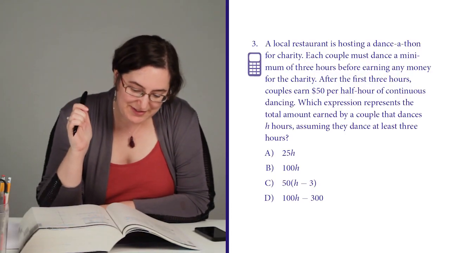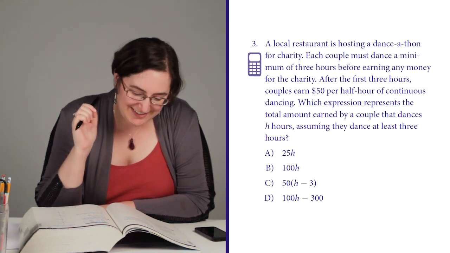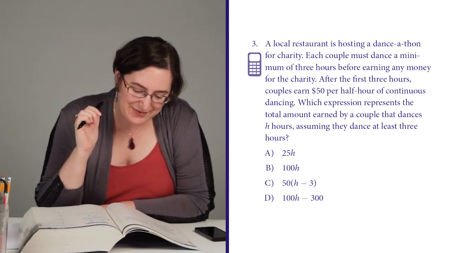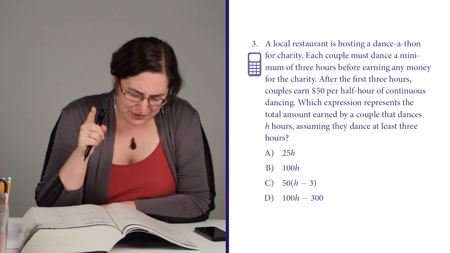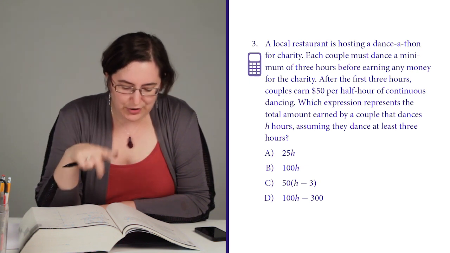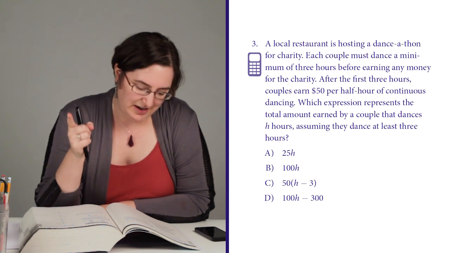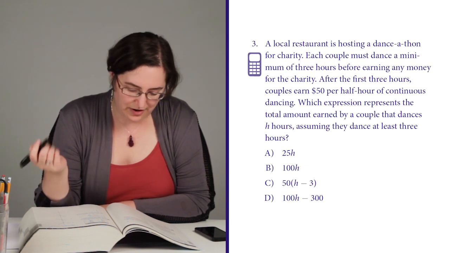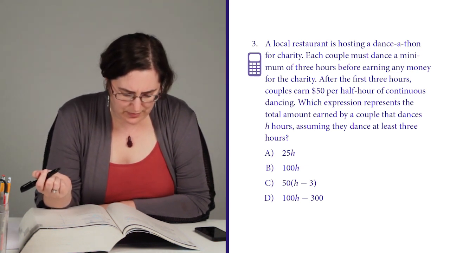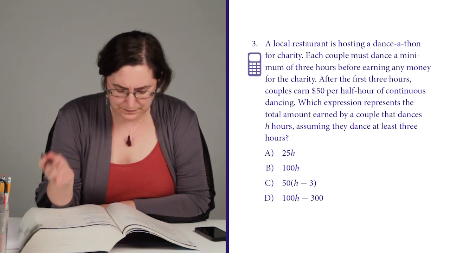We're going to do page 40, number 3. Let us see what we've got. All right. A local restaurant is hosting a dance-a-thon, awesome, for charity. Each couple must dance a minimum of 3 hours before earning any money for the charity. Better have good stamina. After the first 3 hours, couples earn $50 per half hour of continuous dancing. There's going to be some kind of trick involved in that half hour because you just want to think of it in terms of $50 per hour. So I'm going to have to keep that in mind. It's really $100 per hour.